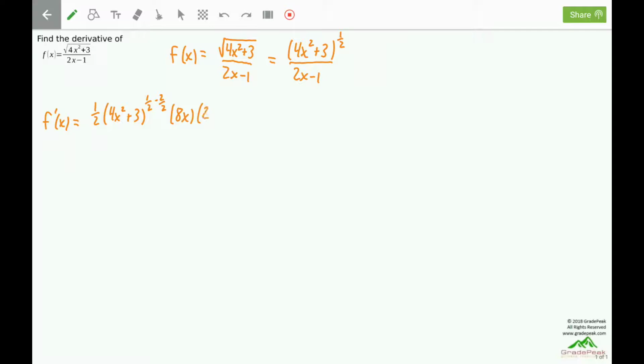Then we have this multiplied with the denominator left alone, minus the numerator left alone, times the derivative of the denominator. Derivative of the denominator is a 2. All of this divided by the denominator quantity squared.